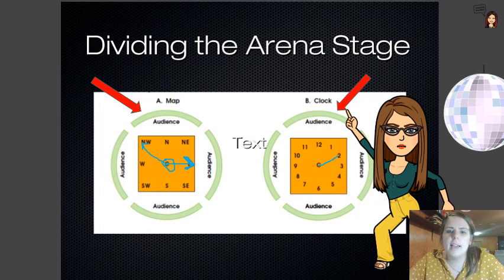If they say, hey, I've heard them say make it a 2:30. So if there were two people centered, then a 2:30 would be, one would be positioned here, and then the other would be positioned here to give the illusion of a clock. So map and clock are the two ways directors can give stage directions in an arena stage.